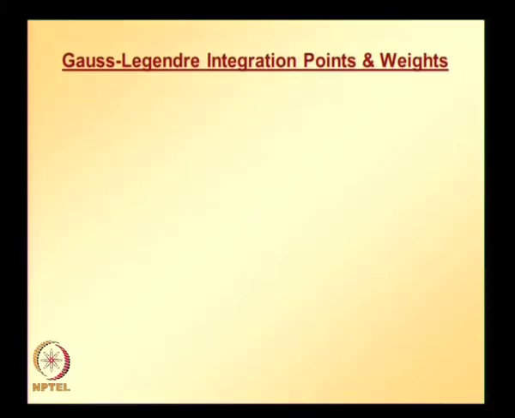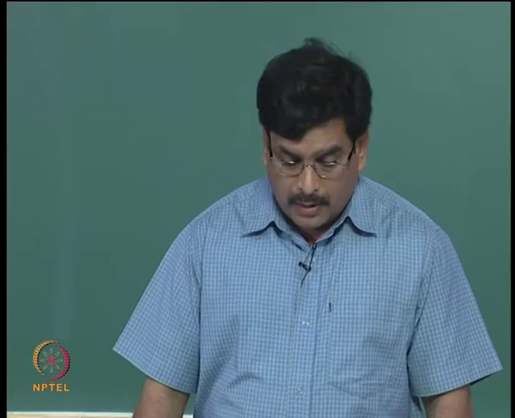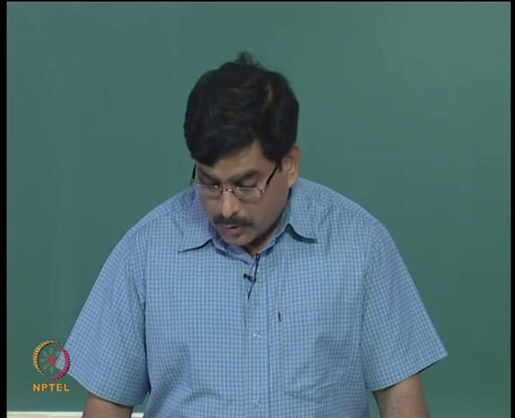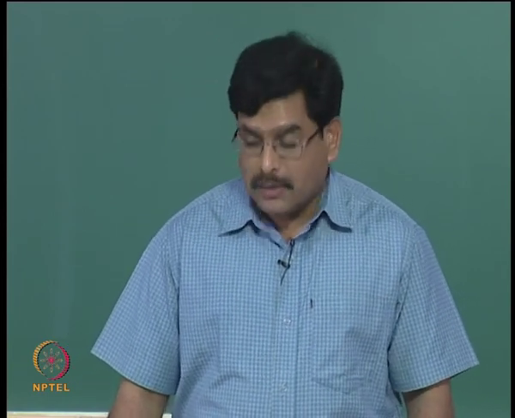So, now we can summarize the Gauss-Legendre integration points and corresponding weights in a table like this. Here only up to n = 4 is shown, but as I mentioned, in any of the standard textbooks on the finite element method or any numerical method, we can find integration points up to n = 10 or more, and these values of locations and weights can also be obtained in any of the commercial software like MATLAB.